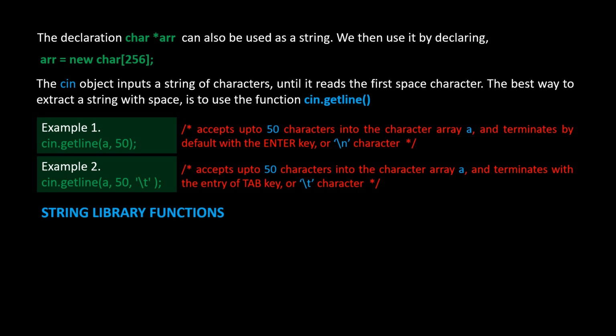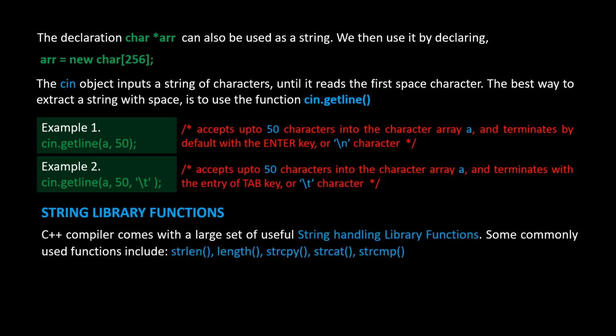String library functions. The C++ compiler comes with a large set of useful string handling library functions. Some of the commonly used functions include strlen function, length function, strcpy function, strcat function, and strcmp function. Number 1.